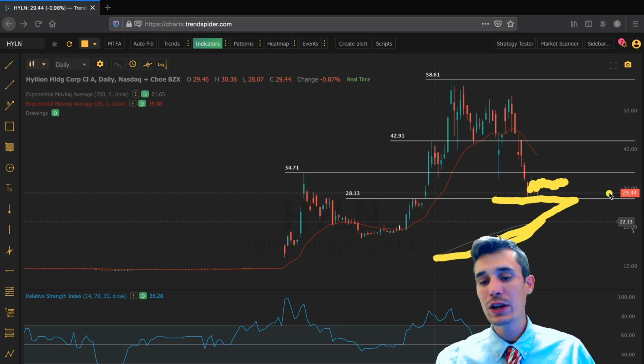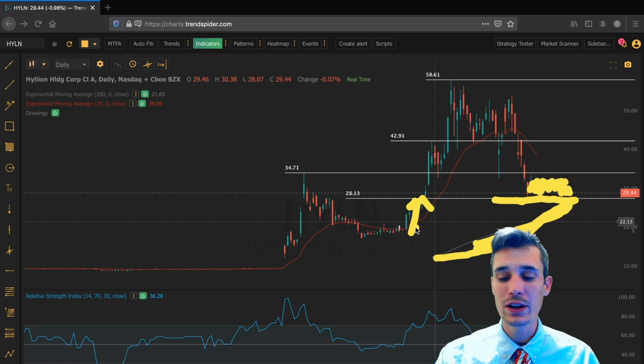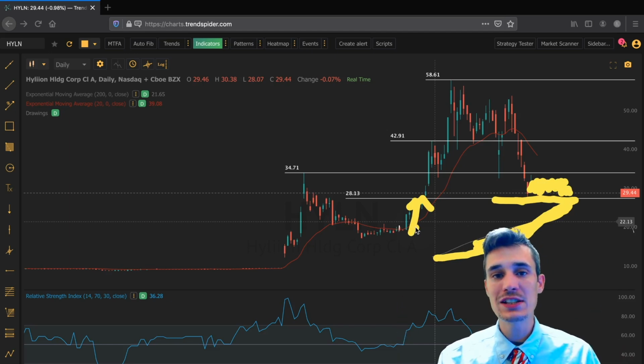So you have two indicators, the horizontal support area and the EMA, coming together, and that's giving you the validity to buy that stock at that support area. It's going to improve your chances of getting in at good prices on these stocks.